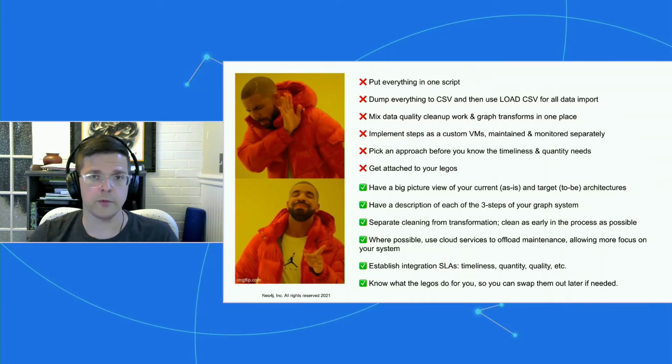Okay, so let's start with the worst practices. Put everything into one script. If you put everything into one script, you will be combining concerns.